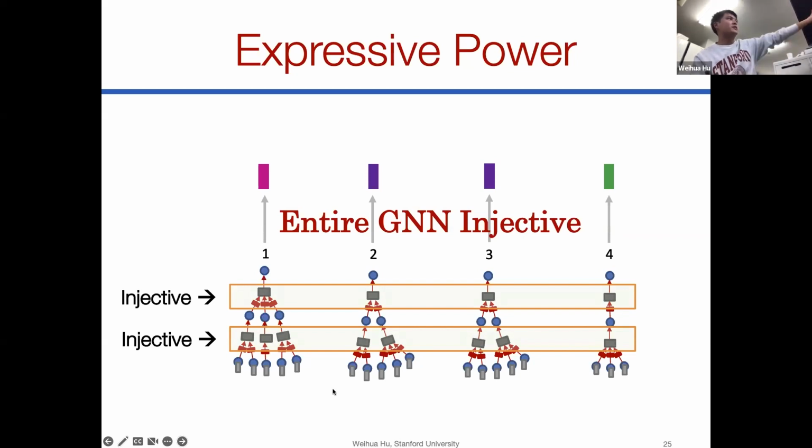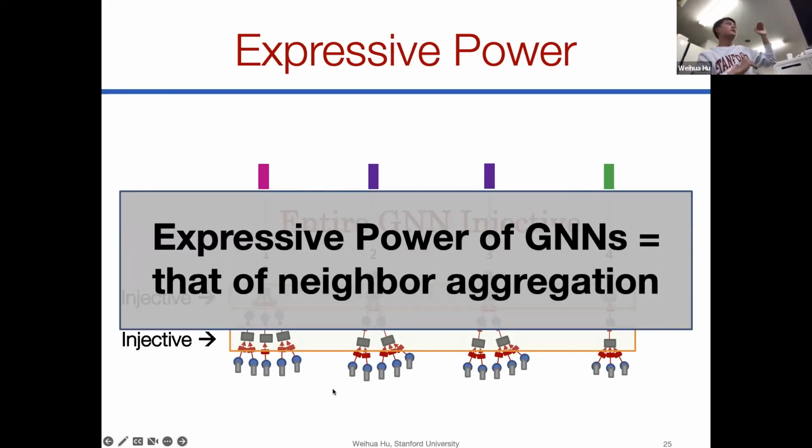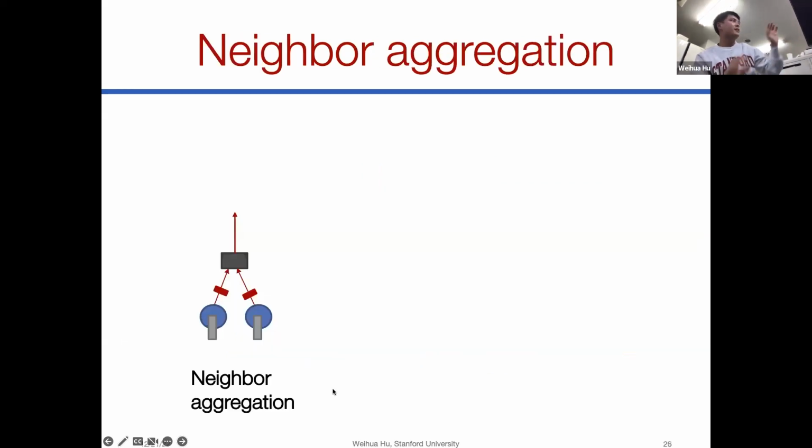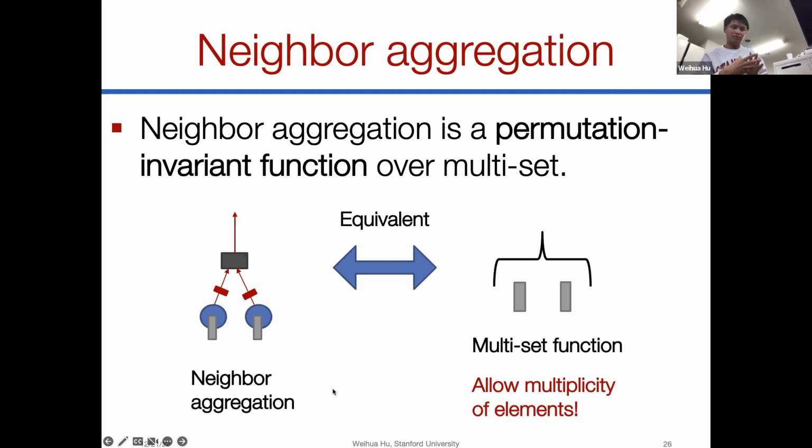And therefore, what this picture shows is that the expressive power of this multi-layer GNN can be characterized as the expressive power of the neighbor aggregation, basically a single step. The expressive power of this entire complex thing can be cast as just a single step of neighbor aggregation, right? And if you think about this, what this single step neighbor aggregation does can be mathematically characterized as a multi-set function, a permutation invariant function over a multi-set. And here by multi-set, I mean we allow the multiplicity of elements. So here we can allow the colors to be repeating in this set.